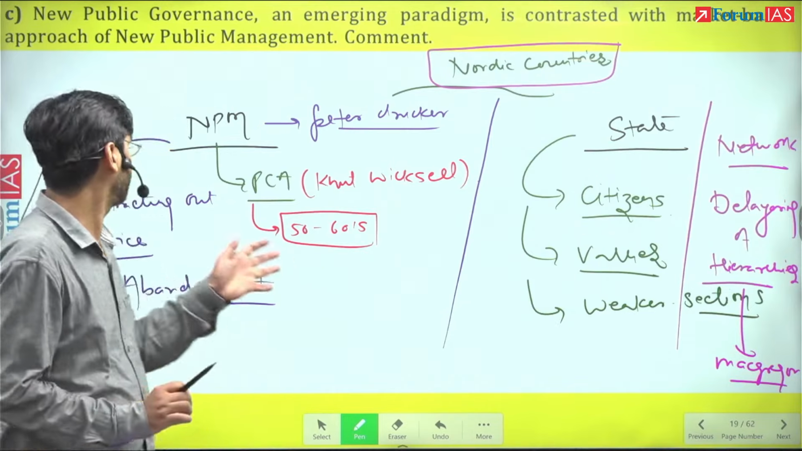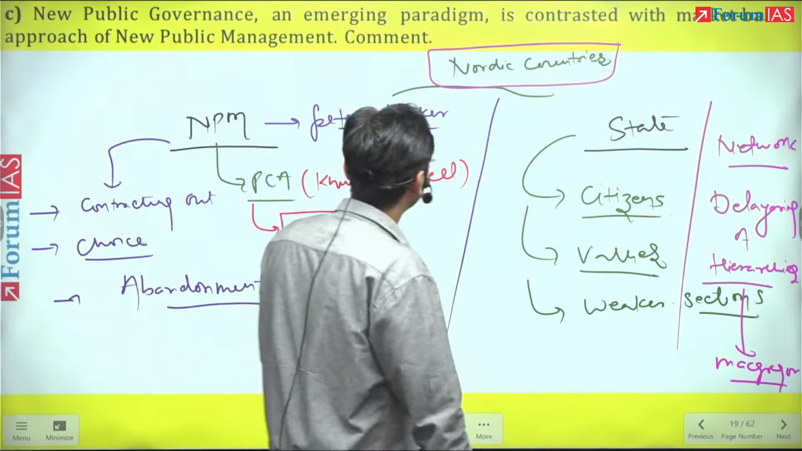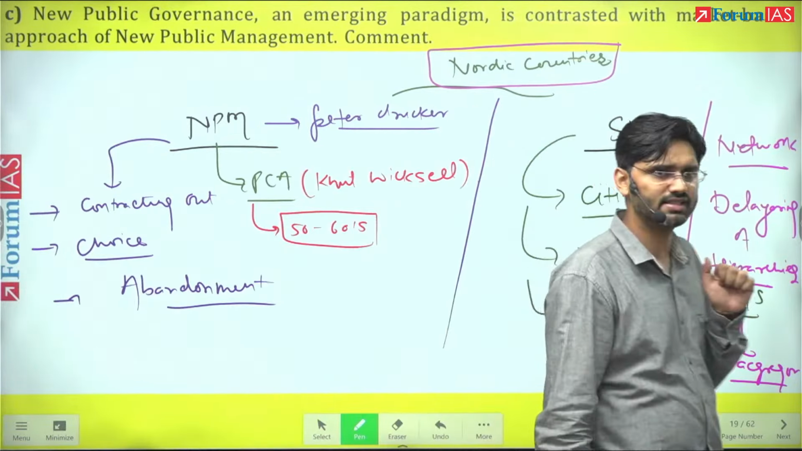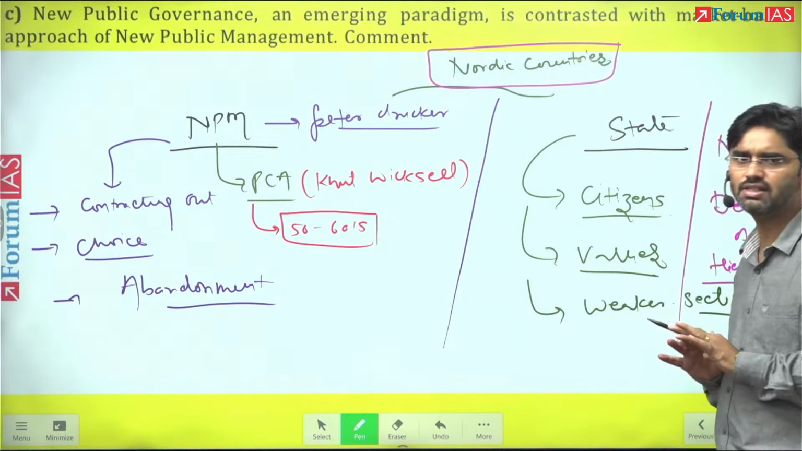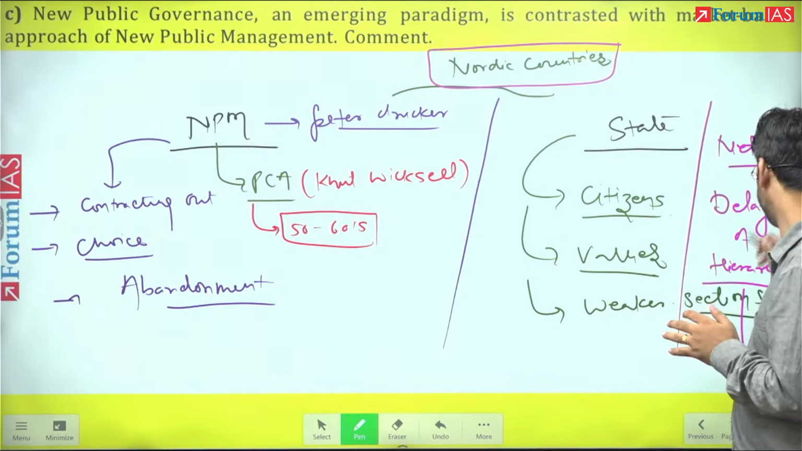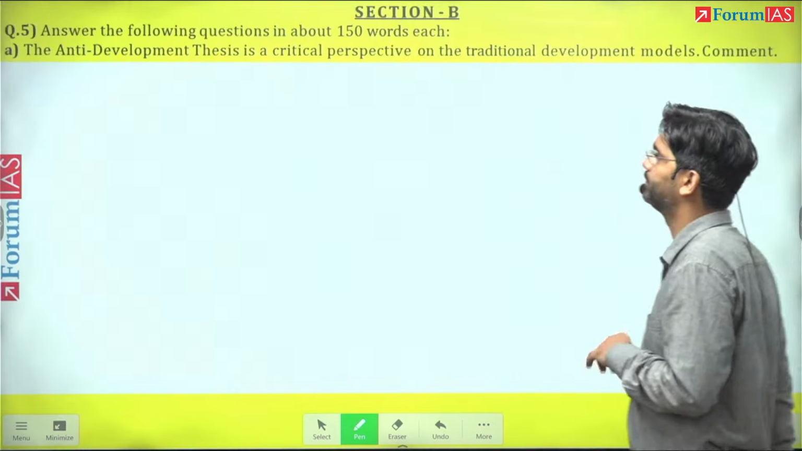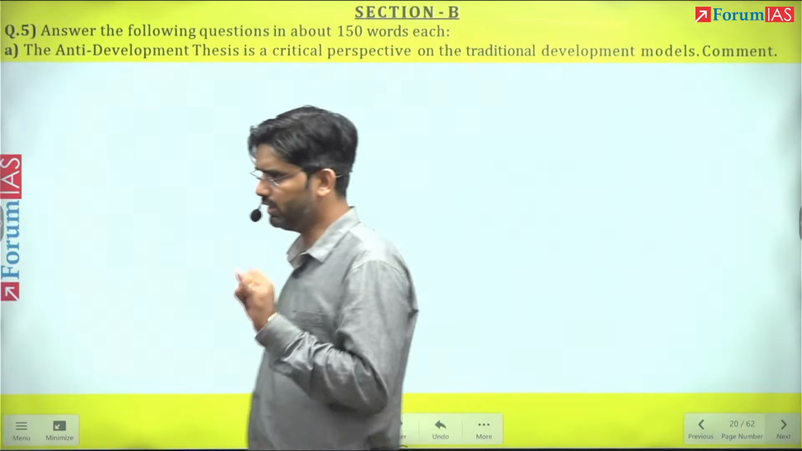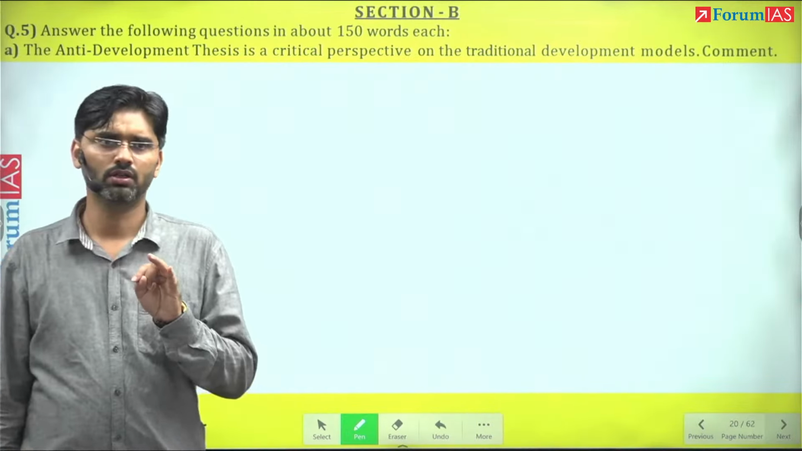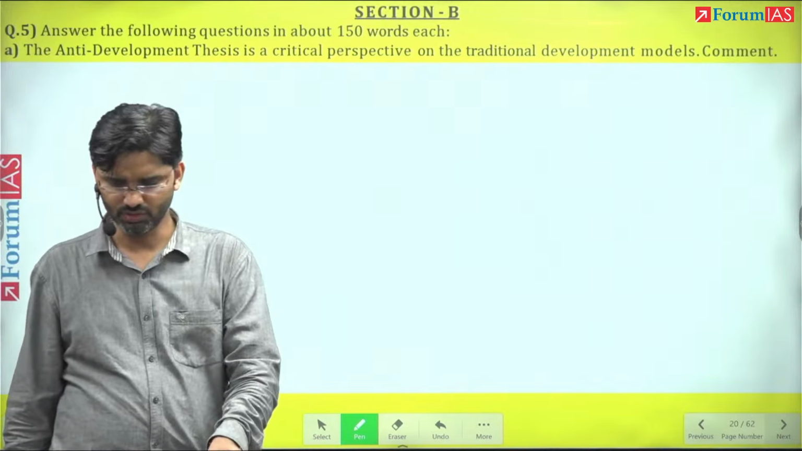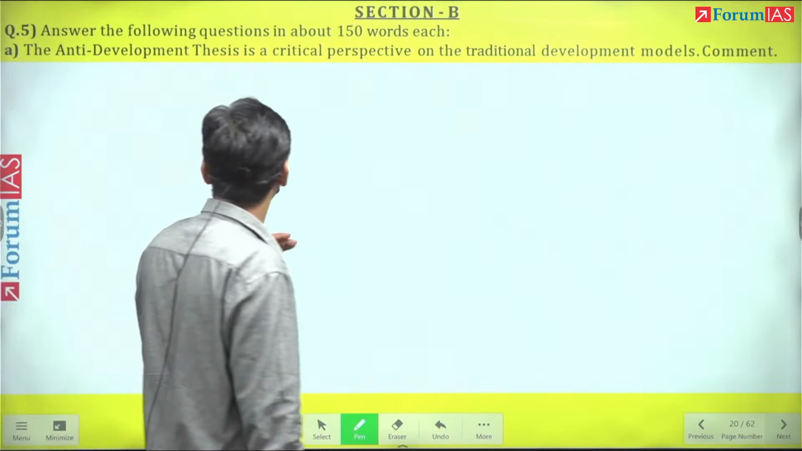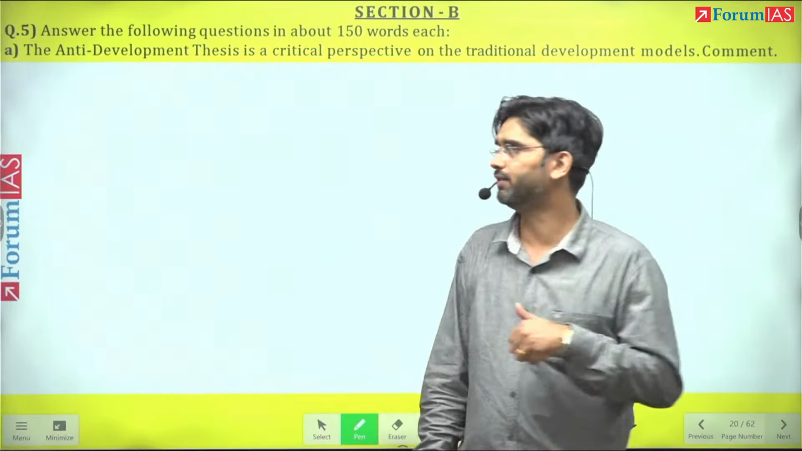So in the introduction, obviously, you write about new public governance, then you write these things in your answer, then you conclude with the way forward. So question number 1 and question number 4. Question number 4 seems very easy. Now we will come to question number 5.